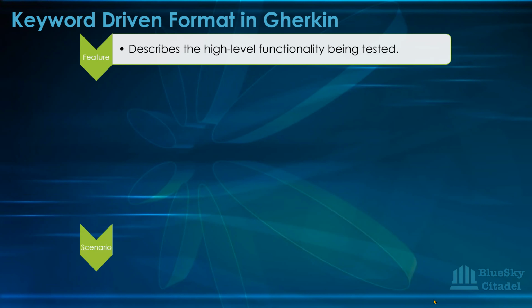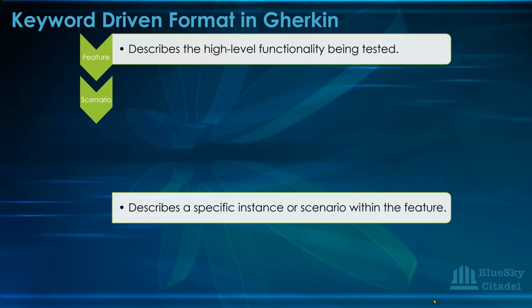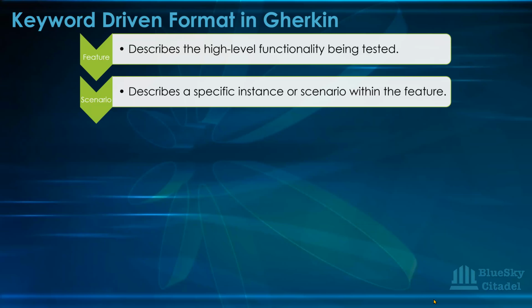Next will be the scenario. The scenario keyword is used to define a specific scenario. It represents a particular set of conditions and expected outcome. That is the scenario. It describes a specific instance or scenario within the feature. Each of these, as you can see, I put in an order of hierarchy. The feature is the high-level functionality being tested. The scenario describes the specific instance within the feature.